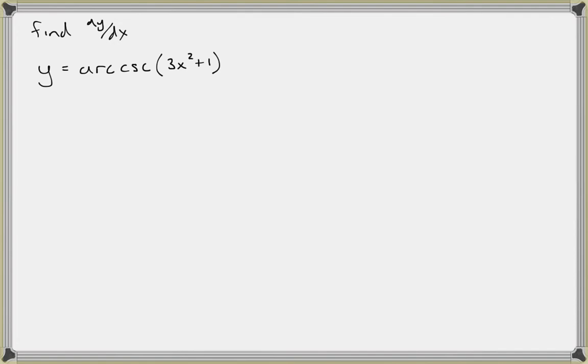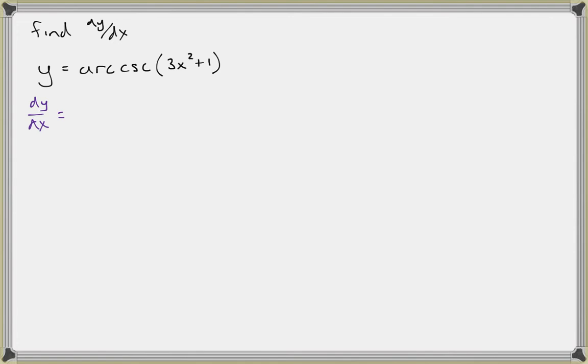Okay, so I said hold your breath when we get those arcsecants or cosecants because they're the messiest ones, and that's why I decided to do this as an example, because if we can do the messiest one, then the other ones shouldn't be a problem. So to find dy/dx, we're going to apply that arc cosecant derivative formula.